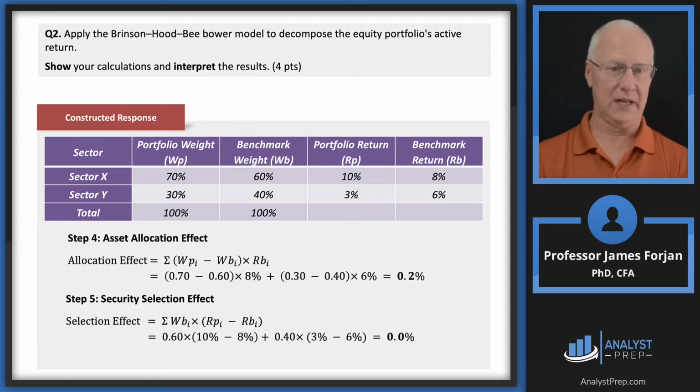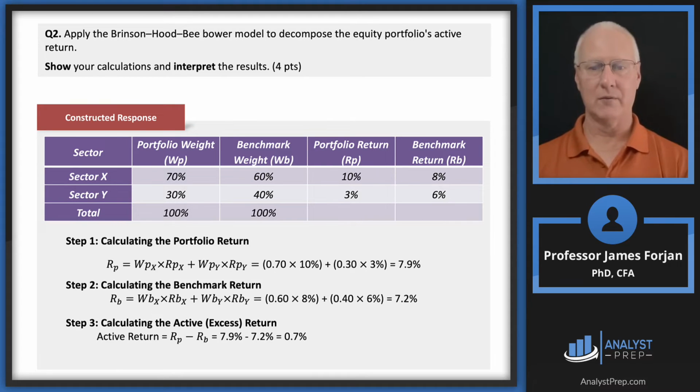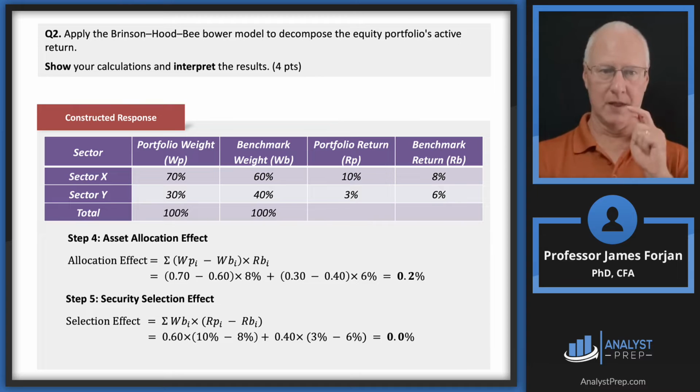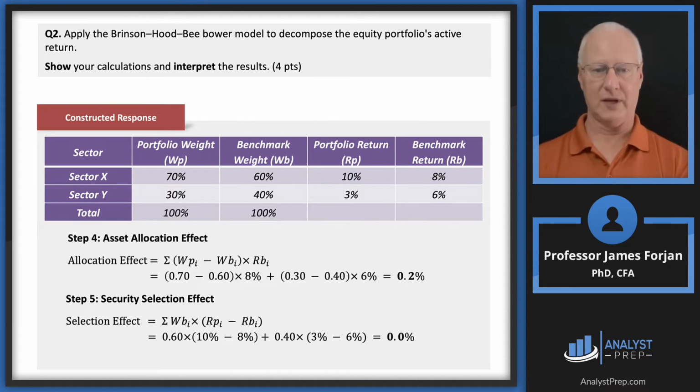Well, our asset selection effect, let's go back here. What did we do? We outperformed by 7. Here, we're attributing 2 out of that 7 to the asset allocation effect. Then we'll go ahead and ask the question, how about the securities inside of this? In this case, it's just sector X and sector Y.